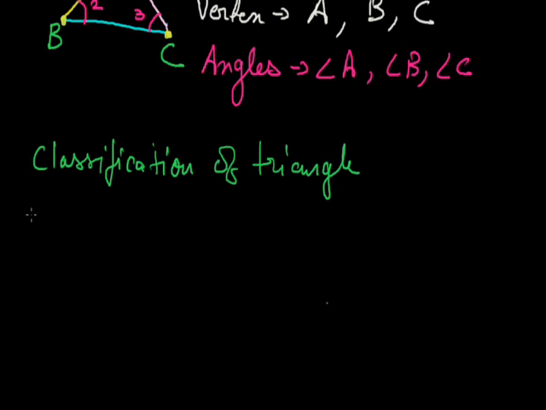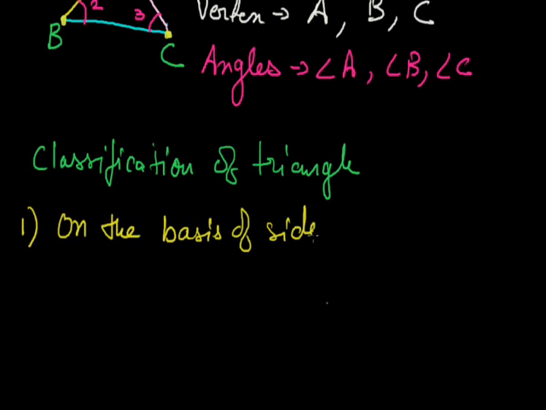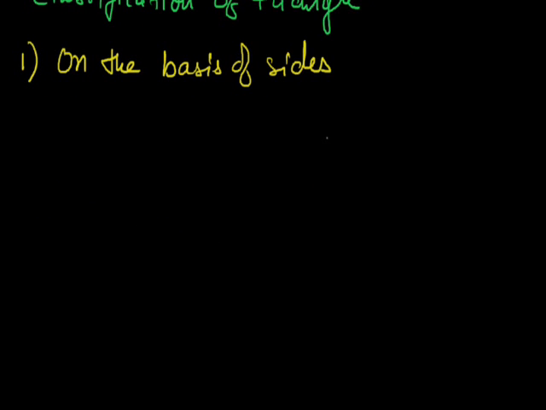First, let us understand the classification on the basis of sides. On the basis of sides, triangles can be classified into three types of triangle. First one is scalene triangle.